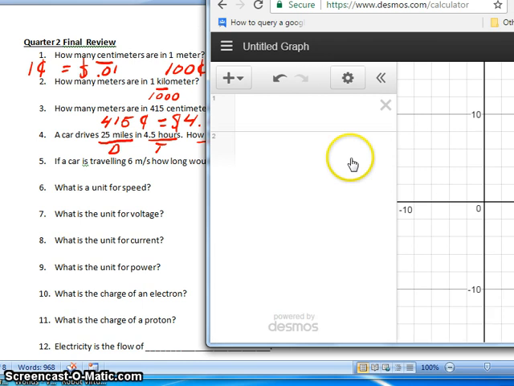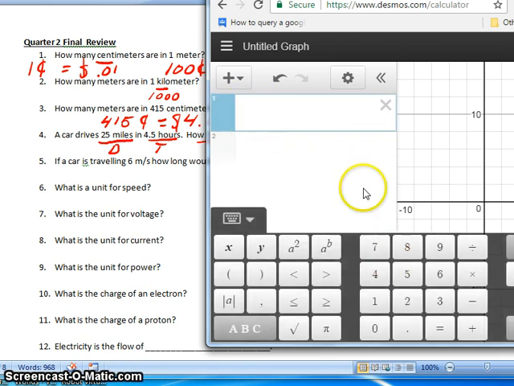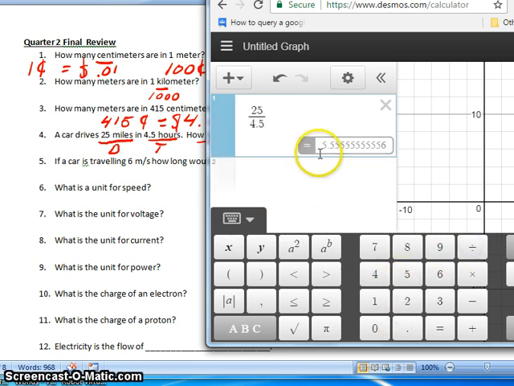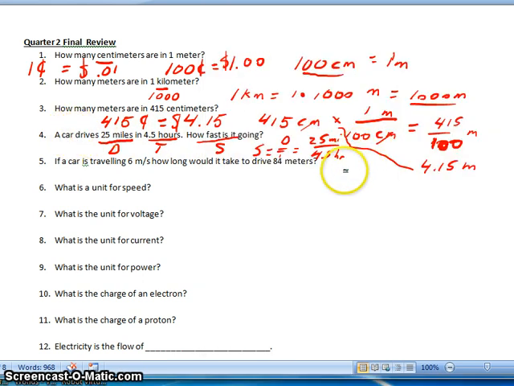And here's where you go to calculate. I like to use decimals. It's a nice one for you guys. You can just type it in. Our problem was 25 miles divided by 4.5 hours, and 5.55 is our answer. So we can write that as 5.55 miles per hour, or MPH.